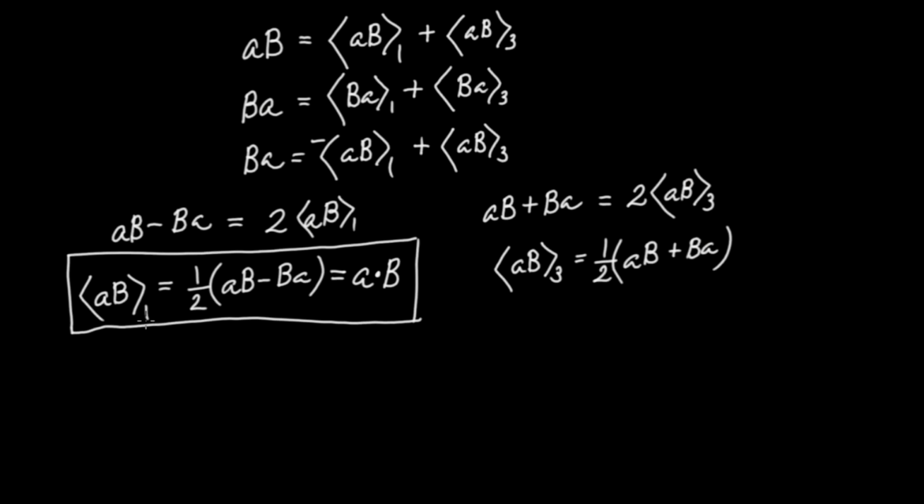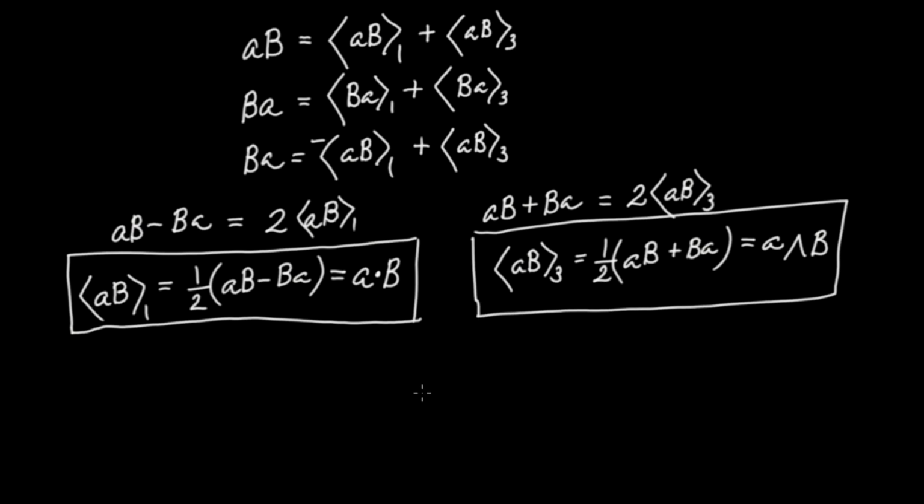So if I call the lower grade part the dot product between A and B, what should I call the higher grade part? Well, I'm going to call that the wedge product between the vector A and the bivector B. So here are the two key definitions of this video. We have an extended concept of the dot product between vector and bivector, which was simply that grade 1 part of AB, and an extended concept of the wedge product between A and B, which was the trivector part of AB.